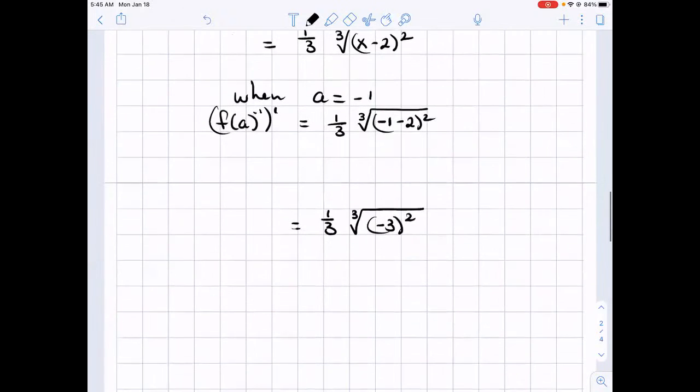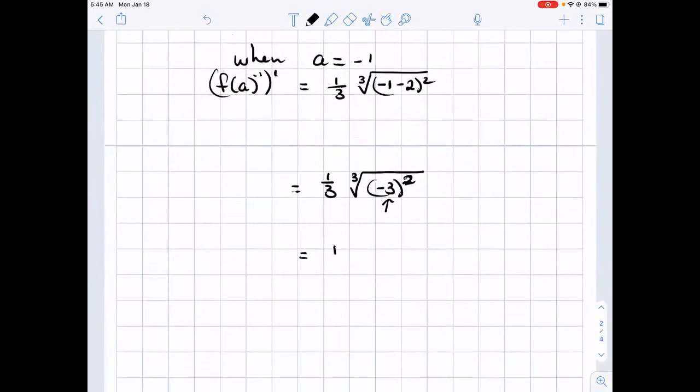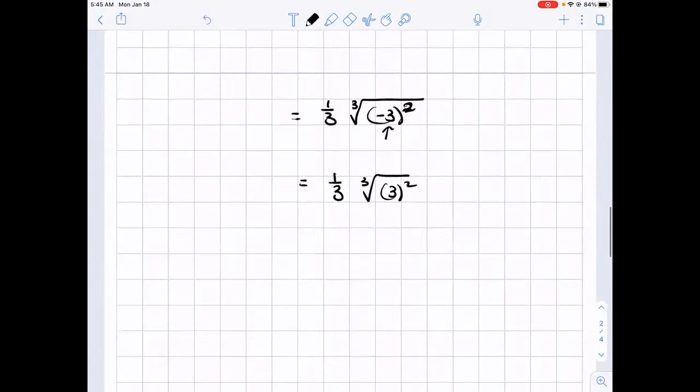Well, this is squared here, so it doesn't matter if this is positive or negative. So we can write this the same as 1/3 the cube root of 3 squared, or in exponential form, it will be 1/3 times 3 to the 2/3 power.